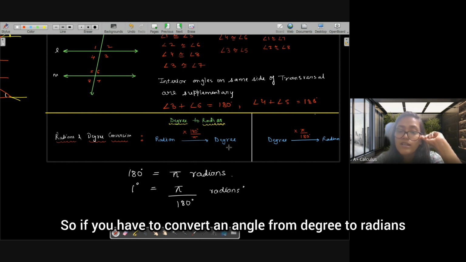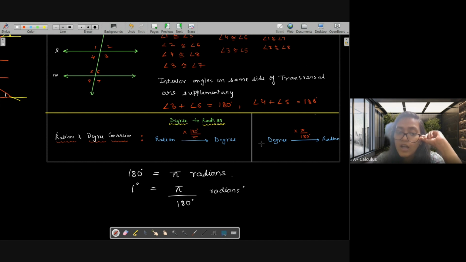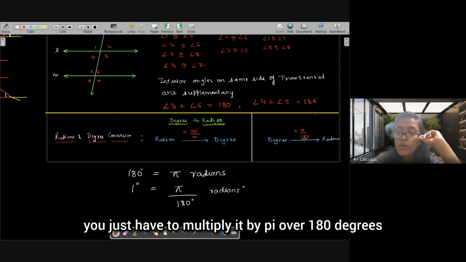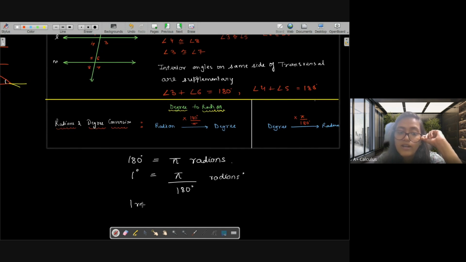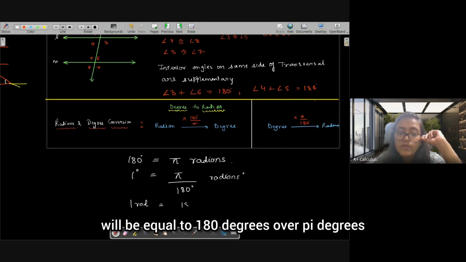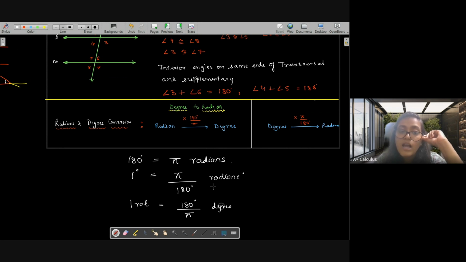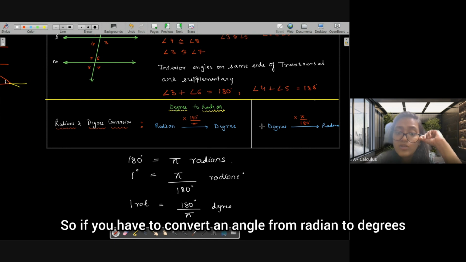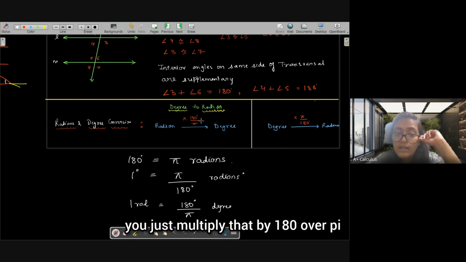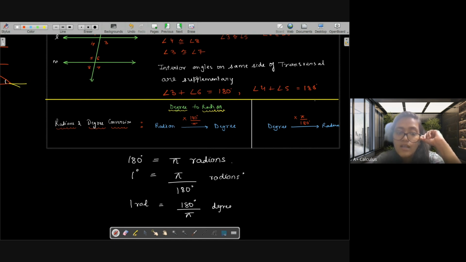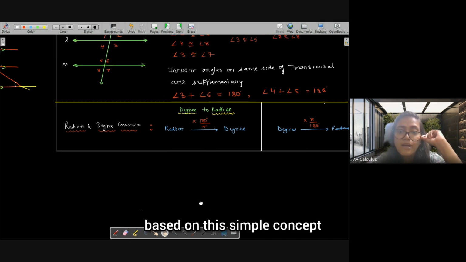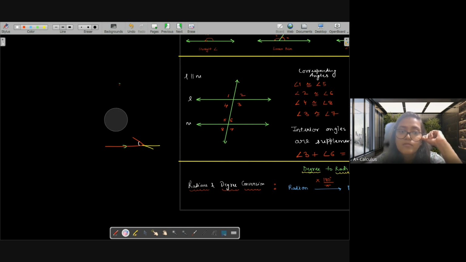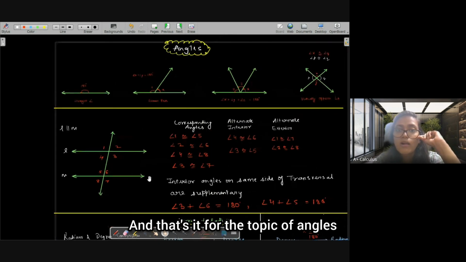So if you have to convert an angle from degrees to radians, you just have to multiply it by pi over 180. And 1 radian will be equal to 180 over pi degrees. So if you have to convert an angle from radians to degrees, you just multiply that by 180 over pi. This is important. You should know this. Sometimes you'll get a very easy question based on this simple concept. And that's it for the topic of angles.